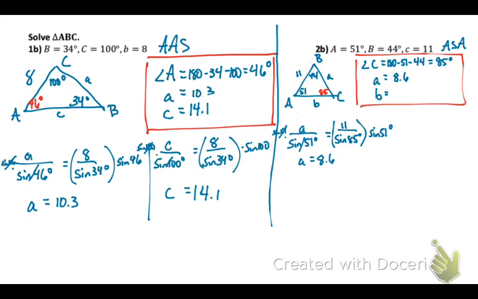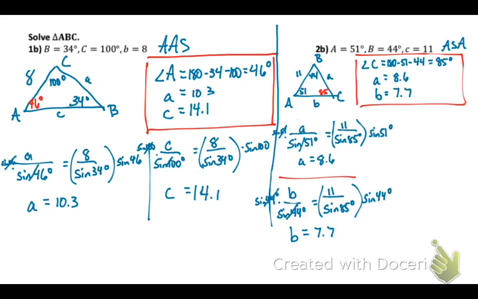And now we can just do it again with side B, setting up a law of sines proportion. So B over the sine of 44 degrees, that's angle B, and then we can just use that pair again, 11 over the sine of 85 degrees. We're going to divide 11 by the sine of 85 and then multiply by the sine of 44 degrees.